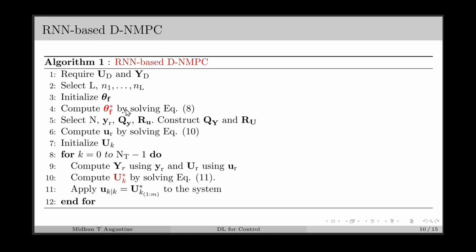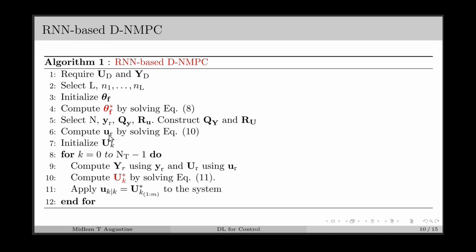Then by initializing the parameters according to the selected structure, we can find the optimal parameters by solving the RNN training problem. Then for the MPC, we have to select the prediction horizon, capital N, the output reference Y_R, and the weighting matrices for the output and control. Using these weighting matrices, we can construct the block diagonal matrices Q_Y and R_U for the cost function, and using that, we can define the cost function as in the previous slide. We can also find the control reference U_R by solving the steady-state condition as in the previous slide.